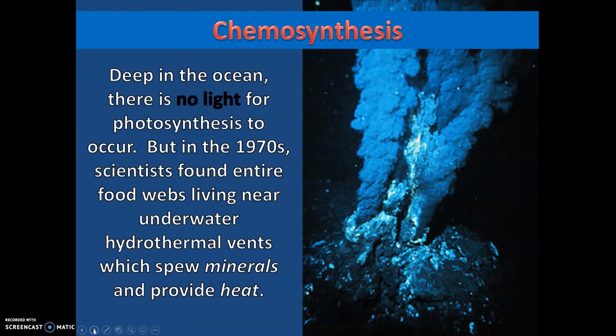Deep in the ocean, where there's no light for photosynthesis to occur, we still have autotrophs. So in the 1970s, scientists found entire food webs living near the underwater hydrothermal vents, which spew minerals and provide heat.